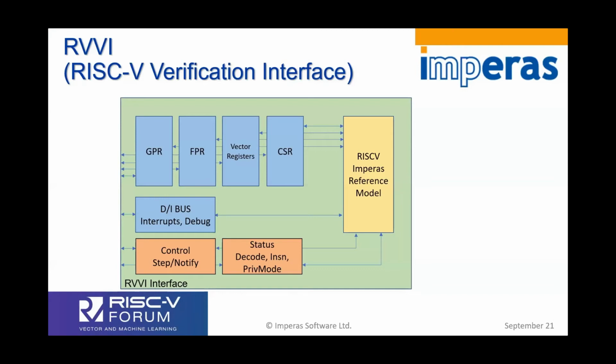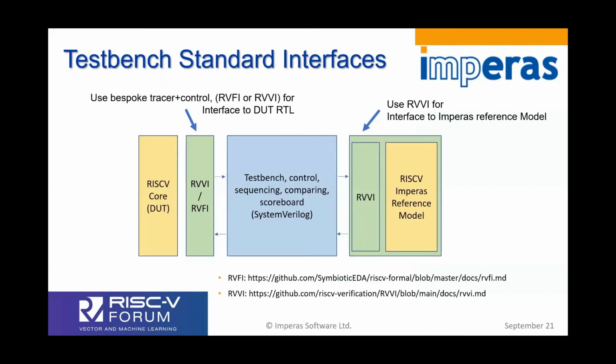And as can be seen in the diagram, we present a view of the GPRs, FPRs, CSRs, and most importantly, in this case here, the vector register bank, which is sized accordingly based upon the vector engine configuration of the reference model. We can now take the reference model and embed that into a full simulation framework along with the RTL which is to be verified.